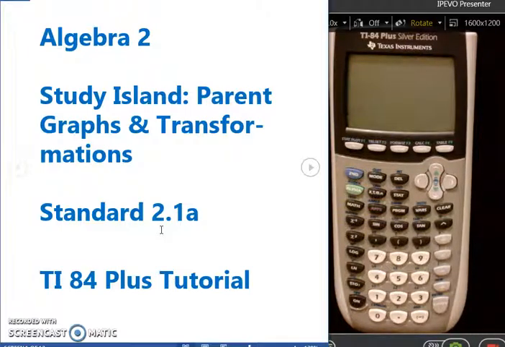I highly recommend that you write down some notes and try these problems on your own so that you can practice it and get it into your memory, because all these different types of problems use different features of the calculator, and it can be a lot to remember unless you practice it and hone that skill.